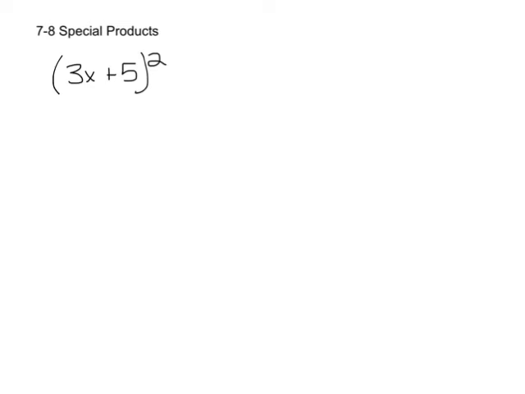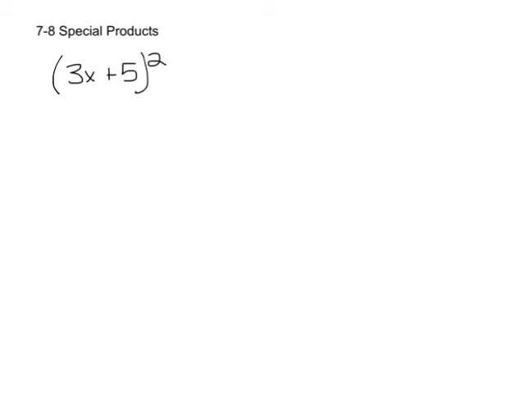For this section, we're going to start looking at special products. Special products are just like when we multiply a polynomial by a polynomial, but something happens to our terms. For our first special product, we have (3x + 5) all squared.